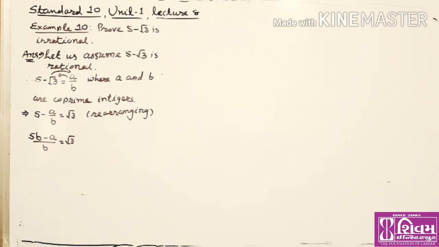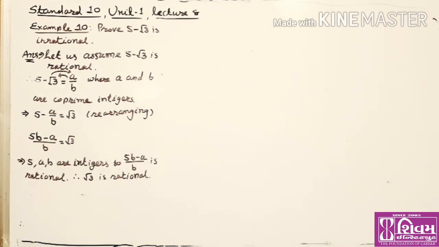But here 5, a and b, these three terms are integers, and therefore 5b minus a upon b is a ratio of integers, and therefore it is rational, and it is the value of root 3. Therefore root 3 is also rational. Have you understood? 5, a and b are integers.